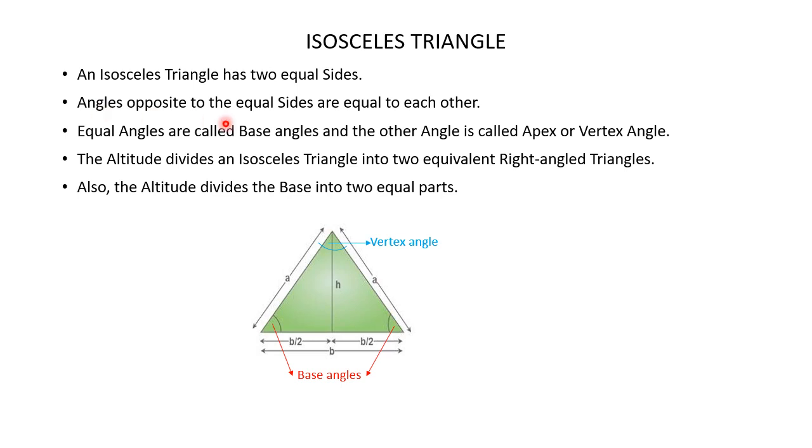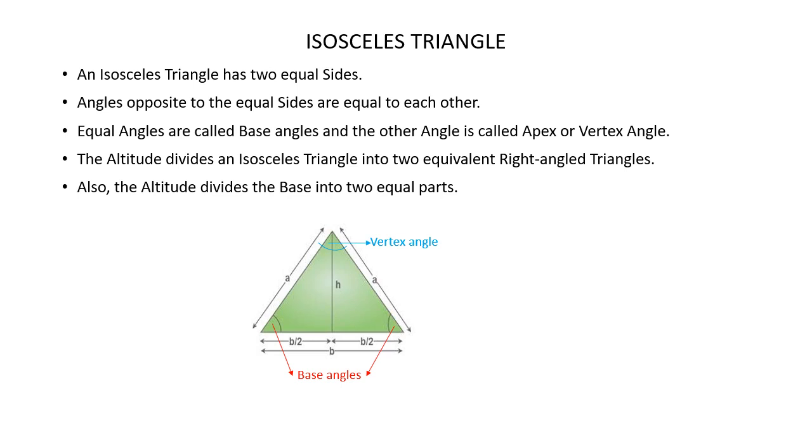Now angles opposite to the equal sides are equal to each other. So these two are the equal sides. Now the angle opposite to this side is this angle and the angle opposite to this side is this angle. So these two angles are equal to each other and these two angles are called the base angles. The third angle is called the vertex angle. So this is the vertex angle and these two are the base angles. The base angles are equal to each other.